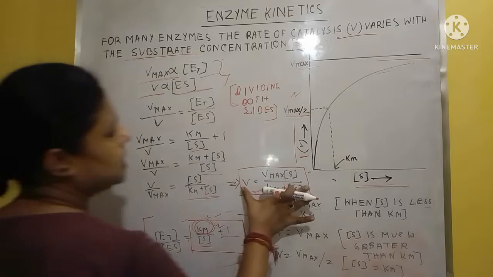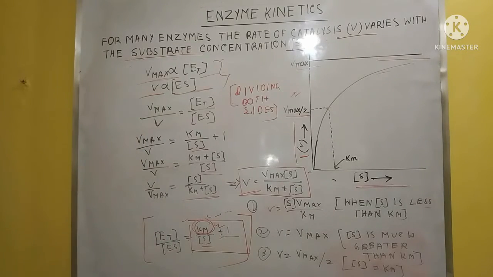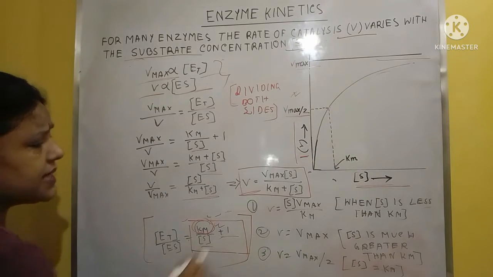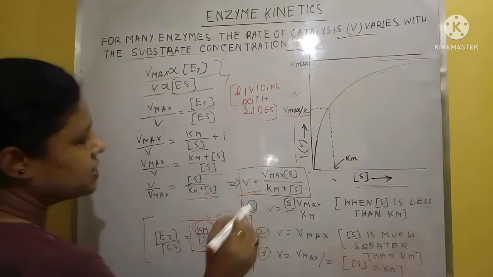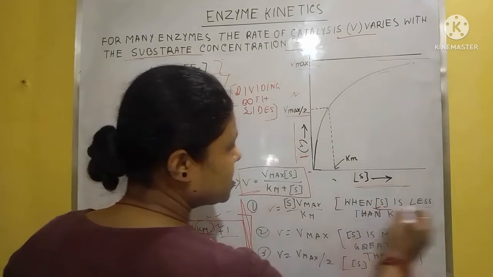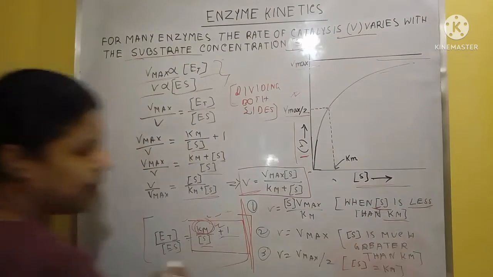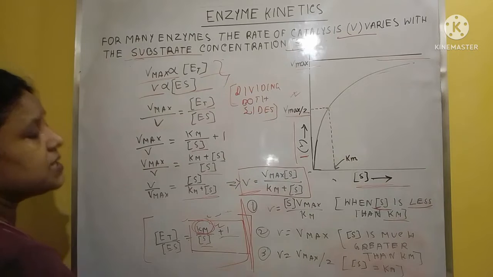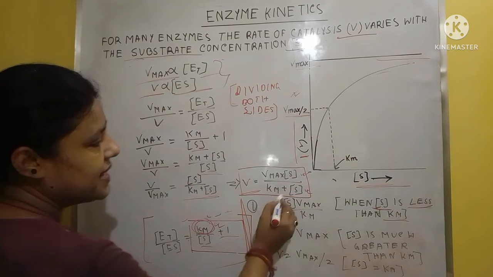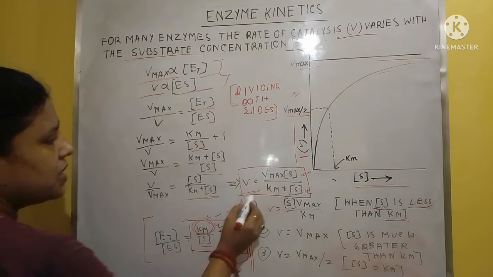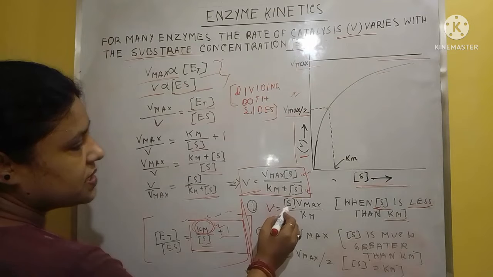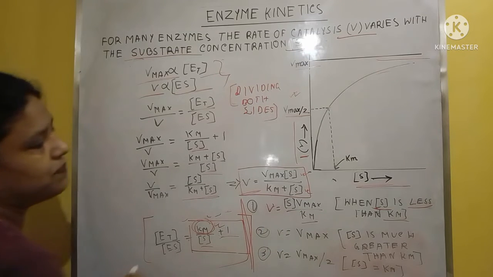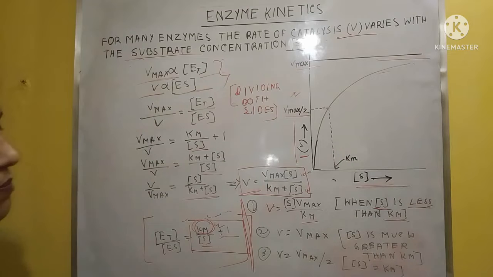Okay, and this equation was proposed by the scientists Michaelis and Menten. Now you can see here the three prospects, 1, 2 and 3. When the substrate concentration is very much less than Km, then the relation is V equals substrate concentration times Vmax by Km.